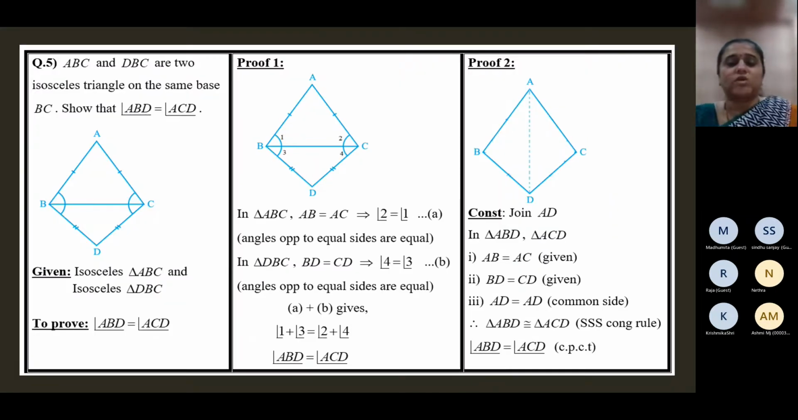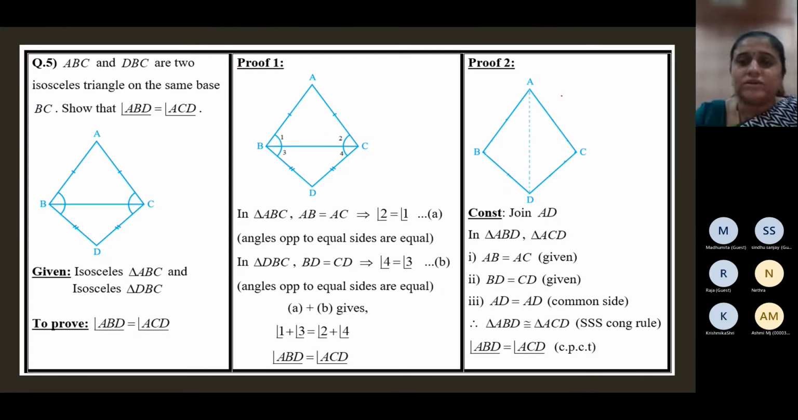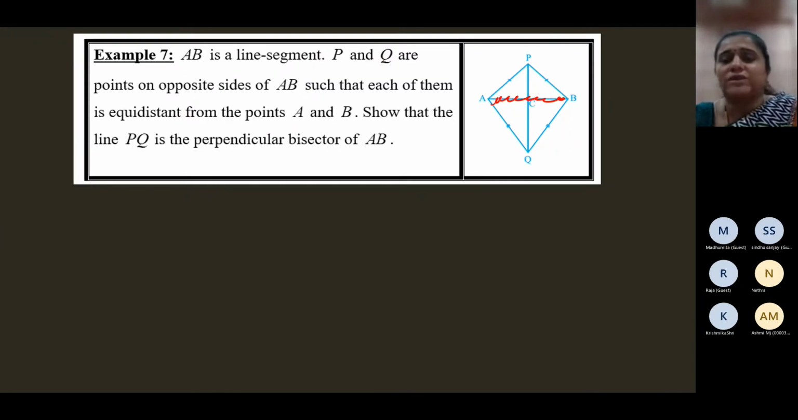Yeah. So for that, what we do, we take off this line from the middle, and we use the figure like this. Now we show that these two triangles are congruent to each other. See, this one is a different question. Now don't get confused. This is a different one. But when you take off this line from the middle, it will look like this.